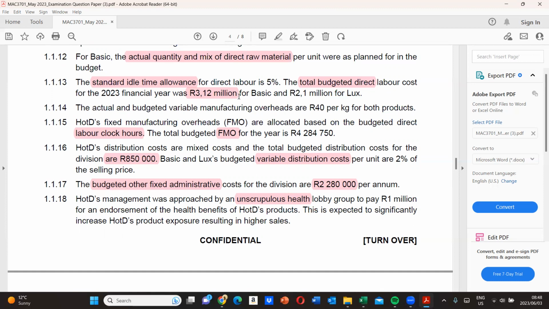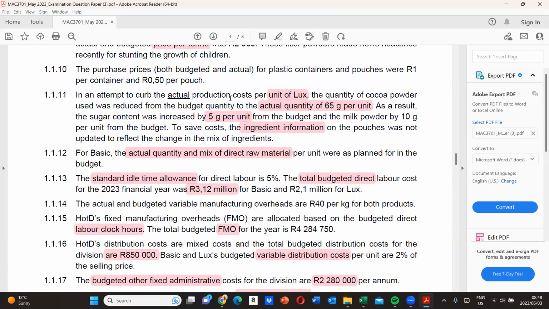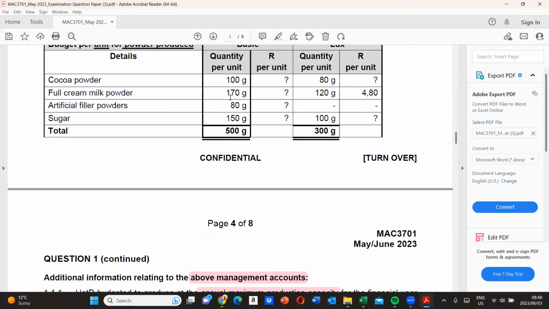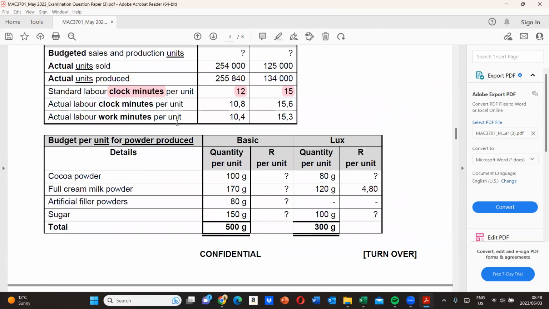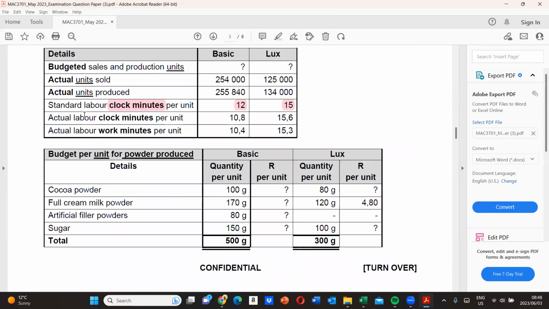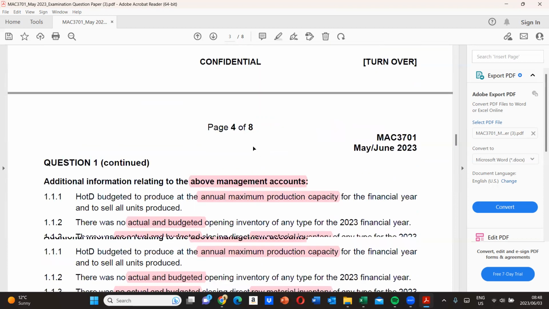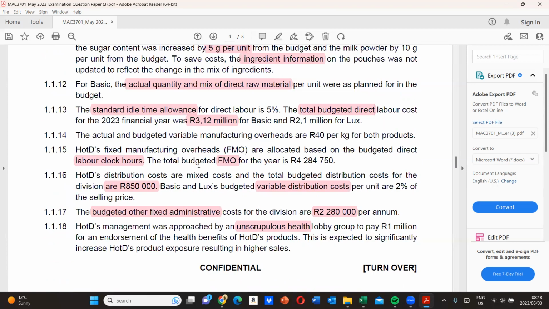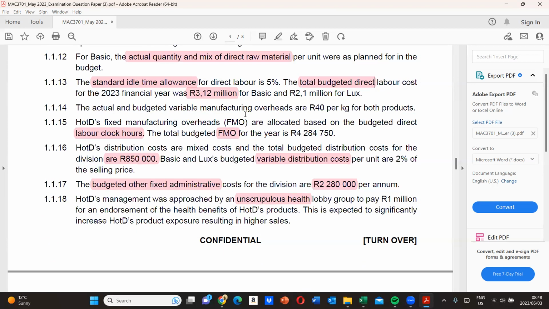I don't know if it's making sense there. So we have labor cost, which is given like that, but we want the hours now. So we want to determine in our terms, so let's quickly see how much we are paying these guys. We can see standard labor clock minutes per unit. So these guys are getting paid 12 rand per unit. So we can actually determine the number of hours based on that. We can use that to do our calculation then.